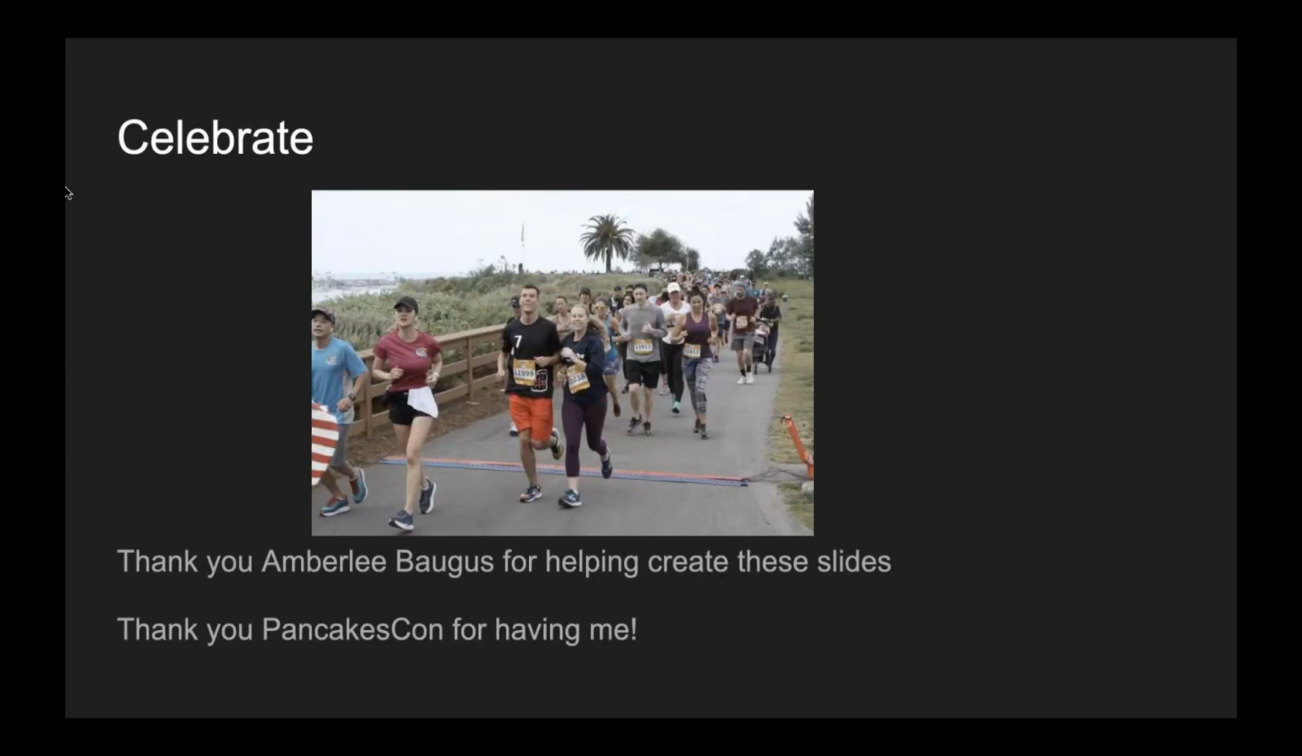Usually when you cross the finish line, they have more snacks, more treats, and goodie bags and things to give you. This is a photo of me running.